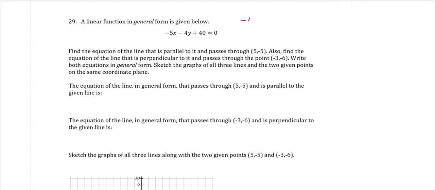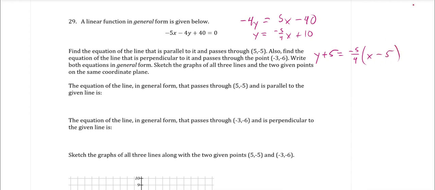If I leave the minus 4y right where it is, but I bring everything else to the other side, I get 5x minus 40 over there. And dividing by minus 4 against both terms, I get minus 5/4 x plus 10. So we see that this thing has a slope of minus 5/4. To find the line that's parallel to it passing through 5, minus 5, we could use point slope form. This would be y plus 5 is equal to minus 5/4 times x minus 5.